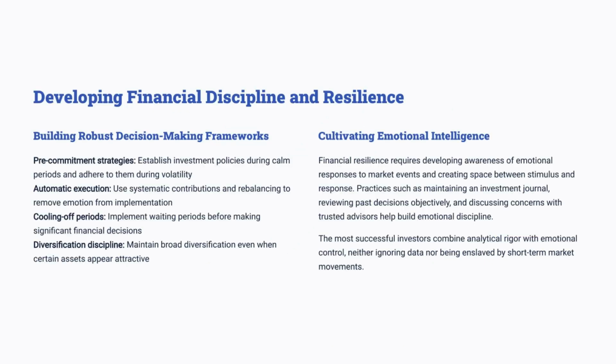Developing financial discipline involves pre-commitment strategies, like setting investment policies during calm periods, automatic execution through systematic contributions, and rebalancing that minimizes emotional influence. Cooling off periods prevent hasty decisions, while diversification discipline ensures broad asset allocation. Emotional intelligence is key, requiring awareness of emotional responses and objective decision reviews to balance analytical rigor with emotional control.